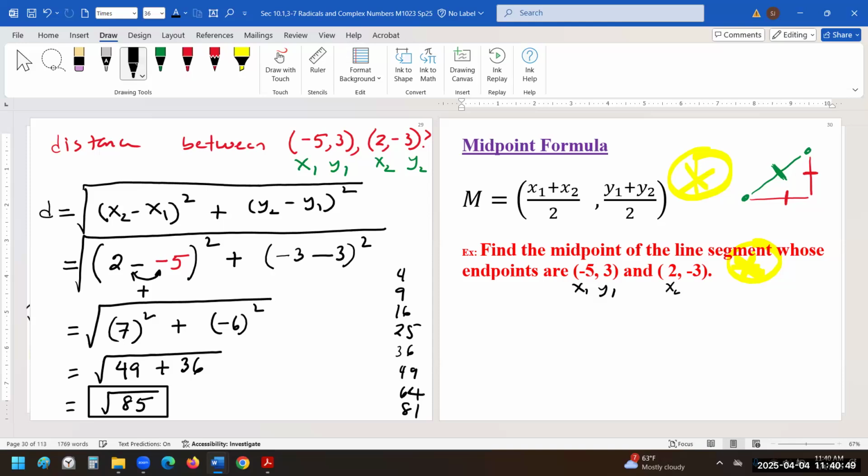x1, y1, x2, y2. So our midpoint is the average of the x's. You're going to add the 2 x values, so -5 plus 2, and you take the middle of that. Now your y is 3, another y is -3. You add them, you take the half of it, the middle.